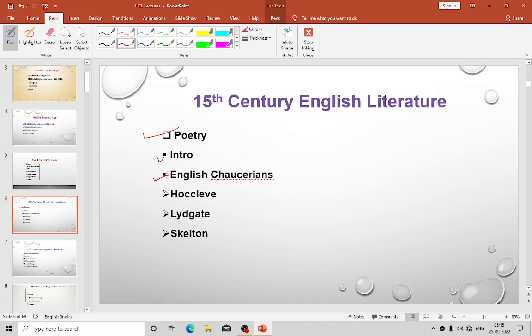Among the English poets of the post-Chaucerian period, only three deserve mention. First is Hoccleve, second Lydgate, third one is Skelton. Though Hoccleve and Lydgate professed to be disciples of Chaucer, both are hopelessly dull. Hoccleve is remembered because the only portrait we have of Chaucer is by him. Lydgate is remembered for two lines which have become a popular quotation.